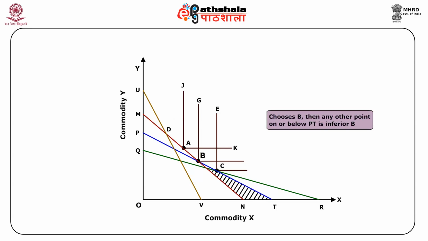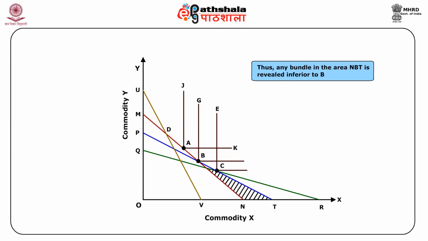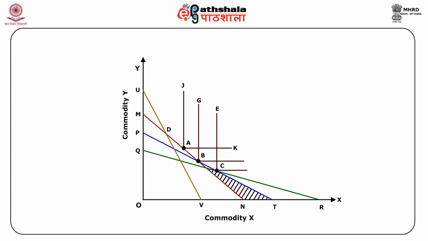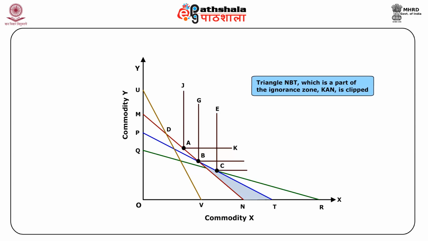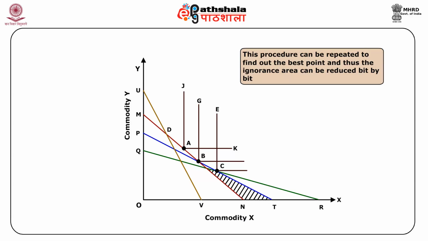Now, if he chooses B, then any point on or below PT is inferior to B. Thus, any bundle in the area NBT is revealed inferior to B. Hence, the triangle NBT, which is a part of the ignorance zone KAN, is clipped off because the consumer's ranking of this area is now known. This procedure can be repeated for as many points as we wish, and thus the ignorance area can be reduced bit by bit.